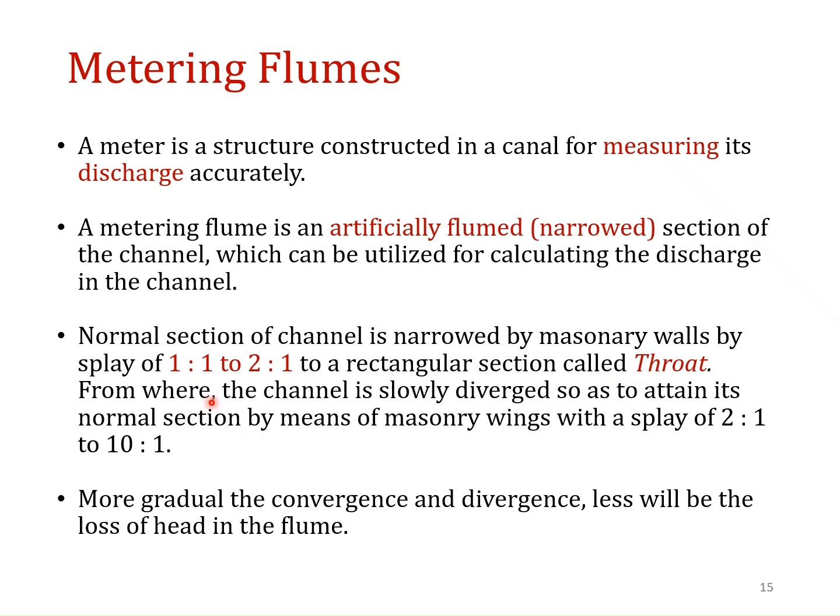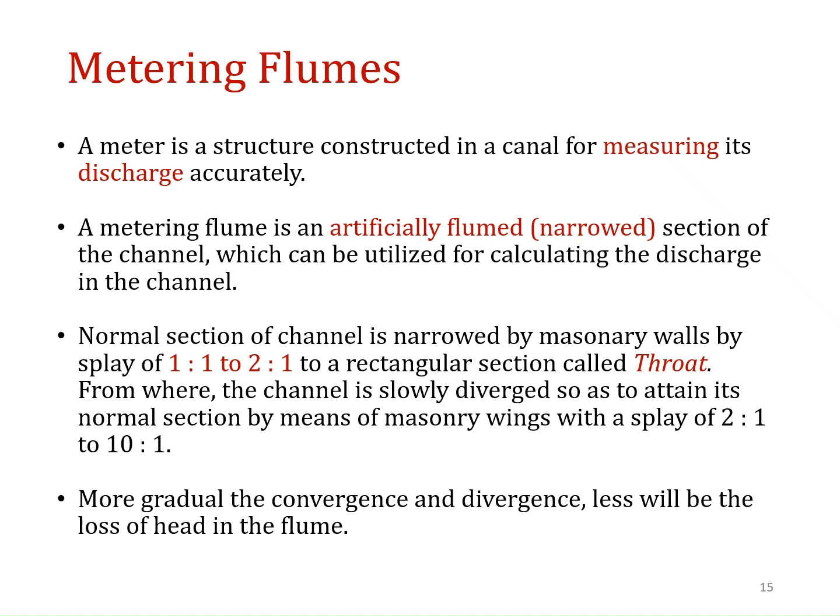From where and after the throat, the channel is slowly diverged so as to attain the normal section by means of masonry wings with a splay of 2:1 to 10:1. That depends on the situation, economics, and the situation at that particular site. The more gradual the convergence and divergence, the less will be the loss of head in the flume. If you abruptly converge it and abruptly diverge it, the head loss will be more. With gradual convergence and divergence, head loss will be less.